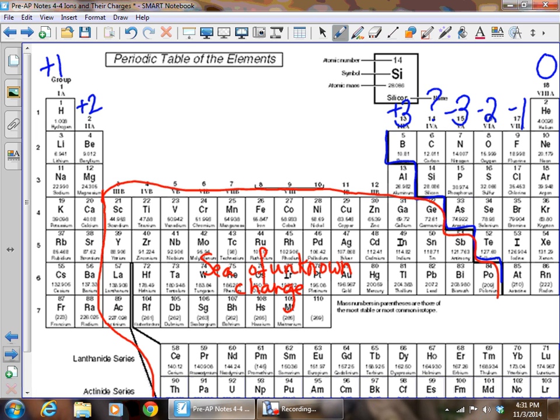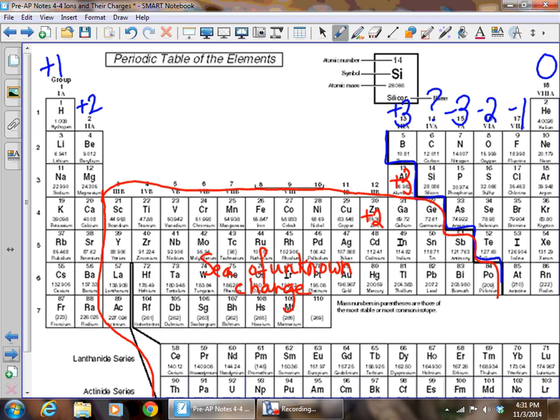Now, when we don't know the charge, we're going to see in a little bit that we name these ions a little bit differently. So it's important for us to know whether they are an unknown charge or not. There are 4 elements over here in this area that we are going to know the charge on. Aluminum, even though it's past the staircase, is still going to get a +3 charge. Zinc is an always +2 charge.